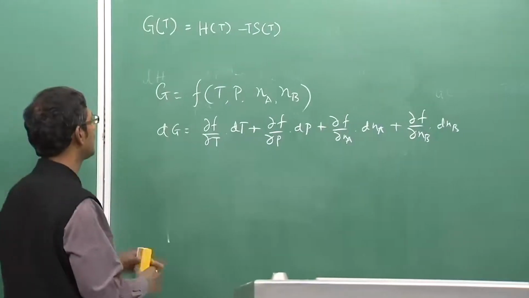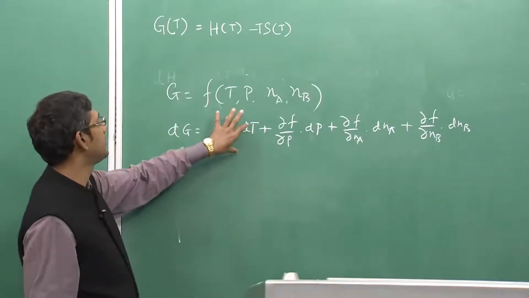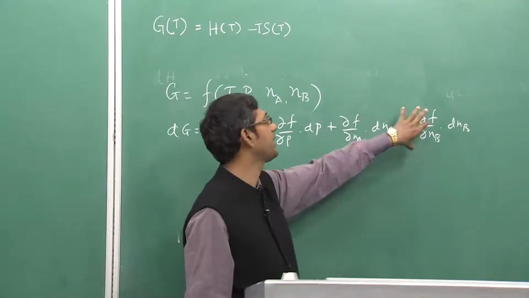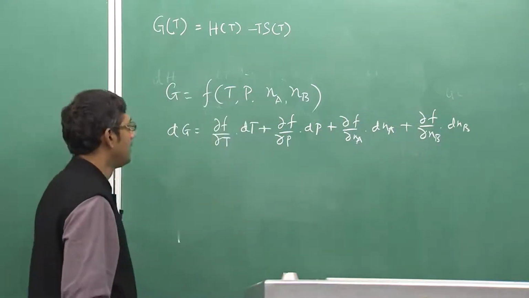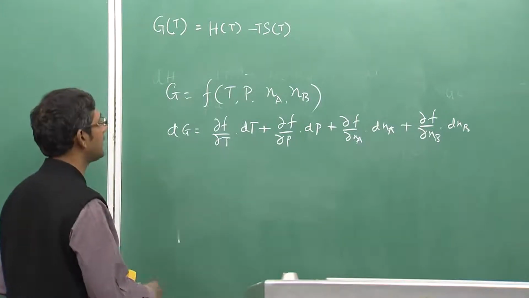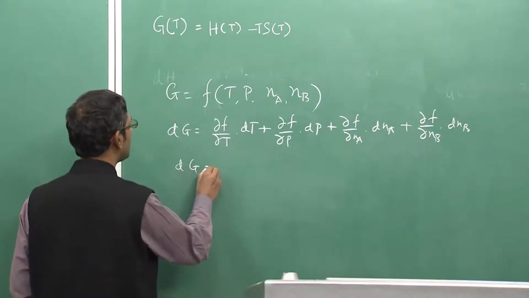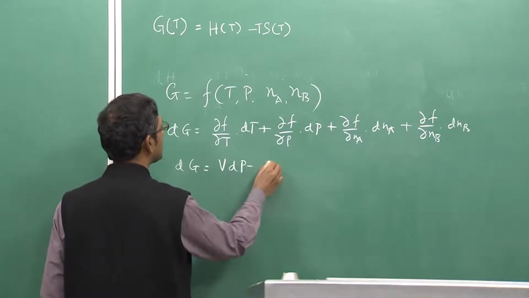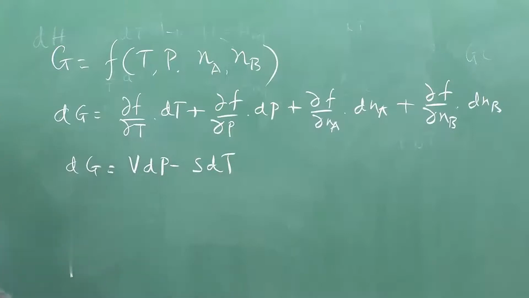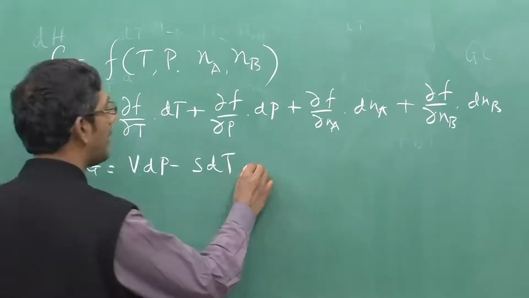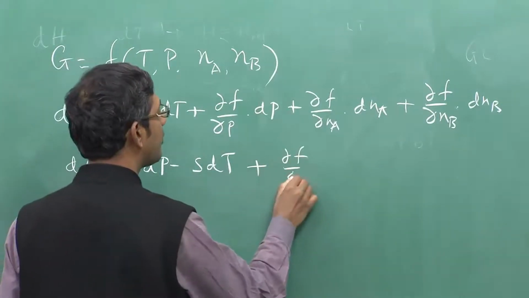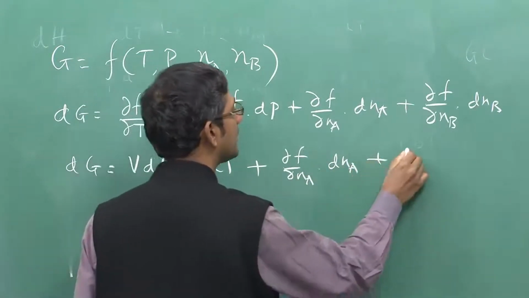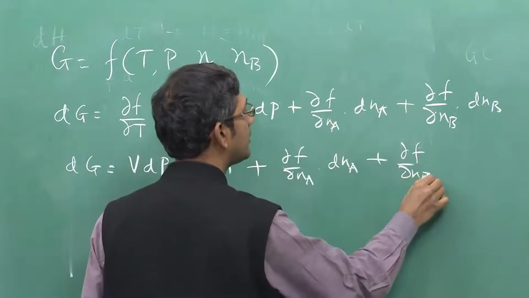So that means the total differential is the differentiation of G as a function of temperature, pressure, number of moles of A, number of moles of B. And you know that this can be written like this. I will derive it and show you how it is possible. As a function of temperature and pressure, this is equal to V dP minus S dT. I will just show you right now, and let me keep the composition variables as they are. I will not change that right now.